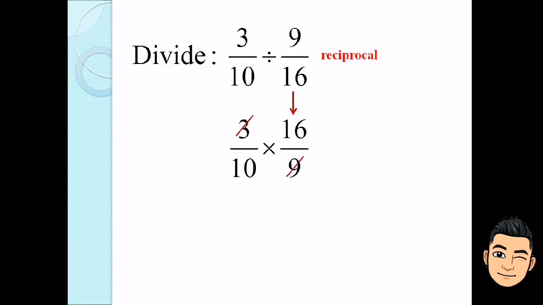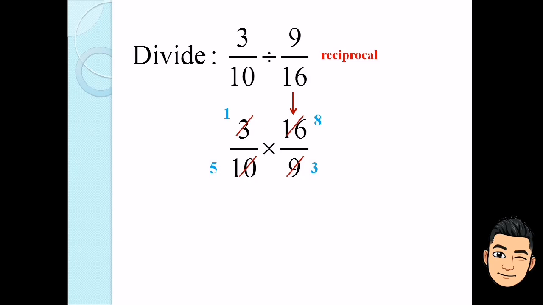We can cancel 3 and 9, pareha siyang divisible by 3. So, pwede siyang masimplified as 1/3. So, 3 divided by 3 is 1. 9 divided by 3 is 3. We can also cancel 16 and 10. We can both divide it by 2. Therefore, 16 divided by 2 is 8. 10 divided by 2 is 5.